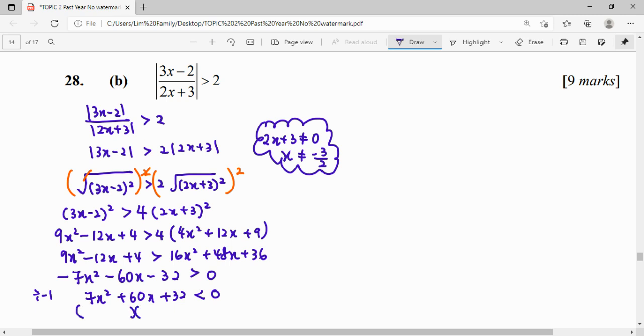Then we do factorization and we do graphing in order to solve these inequalities. So our roots here, we are getting negative 8 and negative 4 over 7. So our factorization here will become x plus 8 and 7x plus 4.